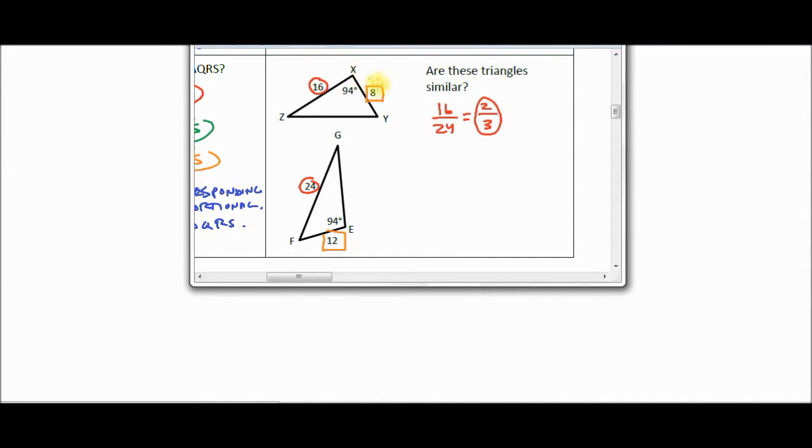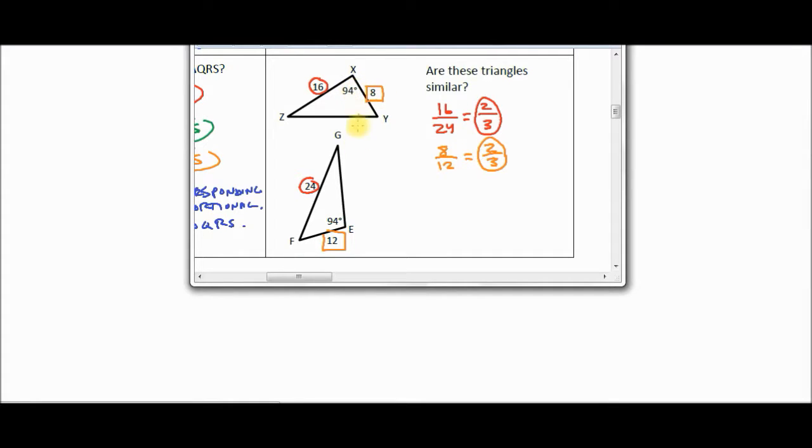Let's now go back to our original. We had 16 here, so we've got to use the side from the same triangle here. It's going to be 8. 8 over 12. 8 divided by 4 is 2. 12 divided by 4 is 3. So you can see, class, those two sides, they are proportional. So we're almost there. We need to check the included angle.